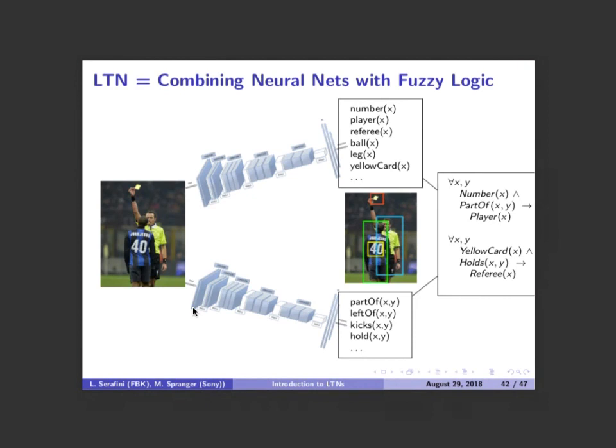At that point, you may want to add those constraints, like we've seen in that simple example. So here, if X is a number and X is part of Y, then X is a player, or maybe Y is a player. So if someone holds a yellow card, that person is the referee. So in the context of that task, or a zebra is a horse with stripes. So these are constraints symbolically imposed on the system which is learning directly from the data.